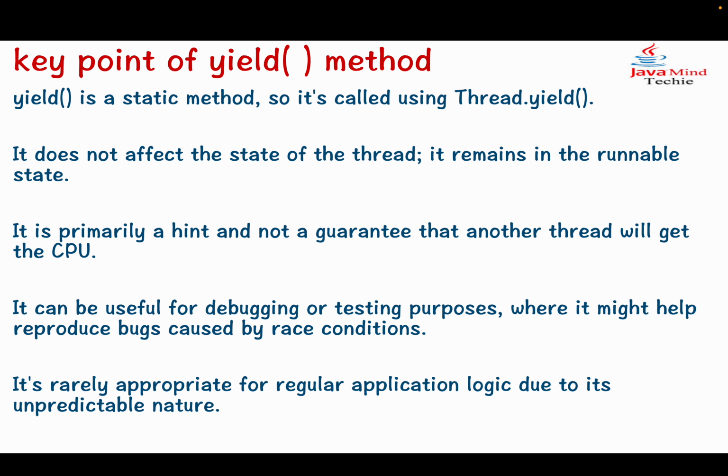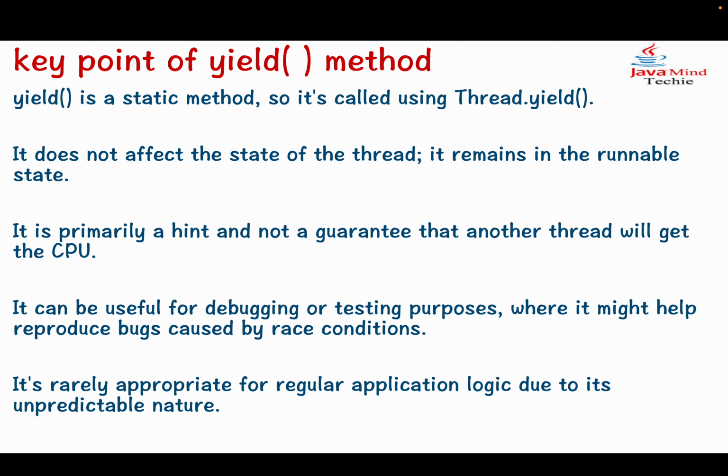Next concept: what are the key points we need to remember in multi-threading? First point, the yield method is a static method, so it is called using the class name. Second point, it doesn't affect the state of the thread. It remains in the runnable state.